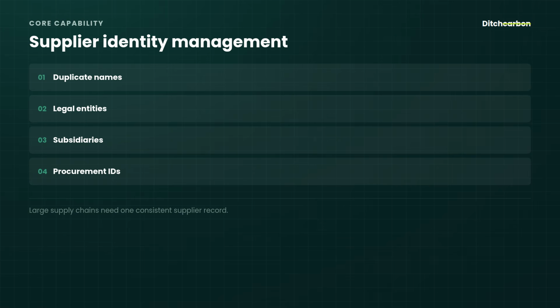What works at scale is a consistent supplier record that connects procurement information, emissions data, and reporting history together, because Scope 3 data already sits across procurement, finance, suppliers, and logistics rather than inside a single team or system.